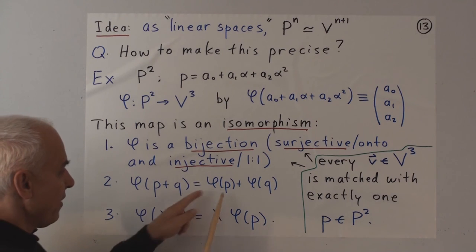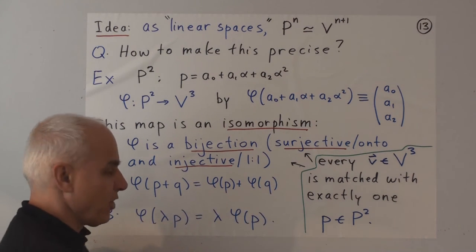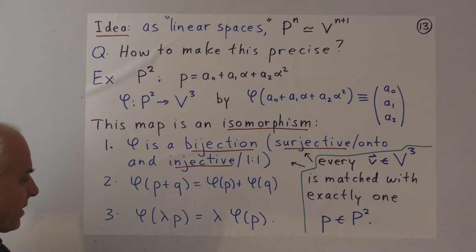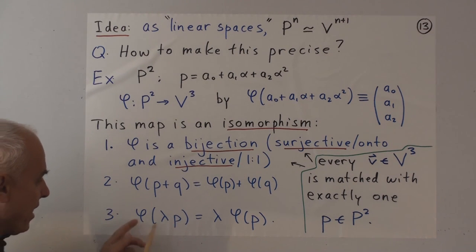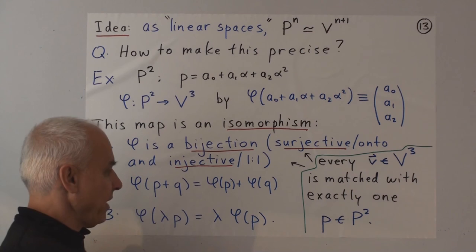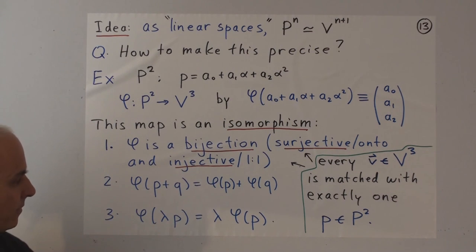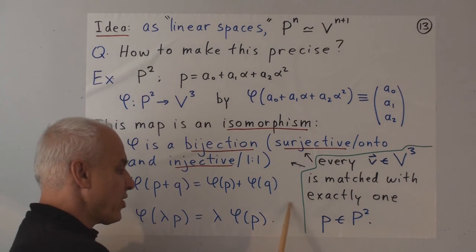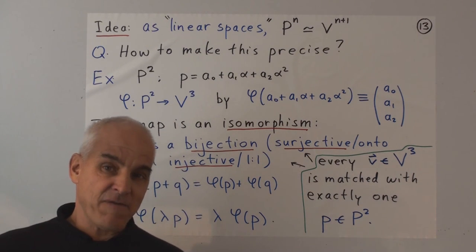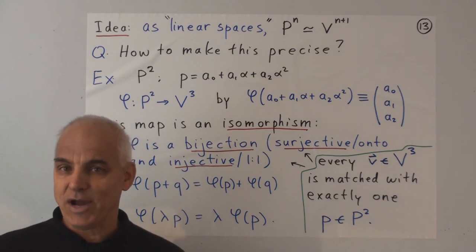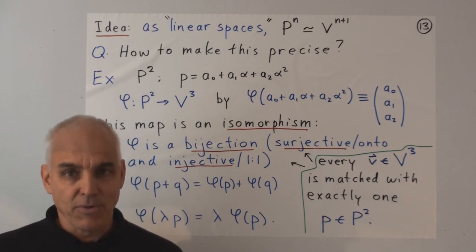That's equal to 5p plus 5q. If we have a polynomial p and we multiply it by lambda, then phi of lambda p equals lambda phi of p. So you will, I hope, recognize these two properties of phi as just being our basic fundamental properties of a linear transformation. So that's what we're really saying here.